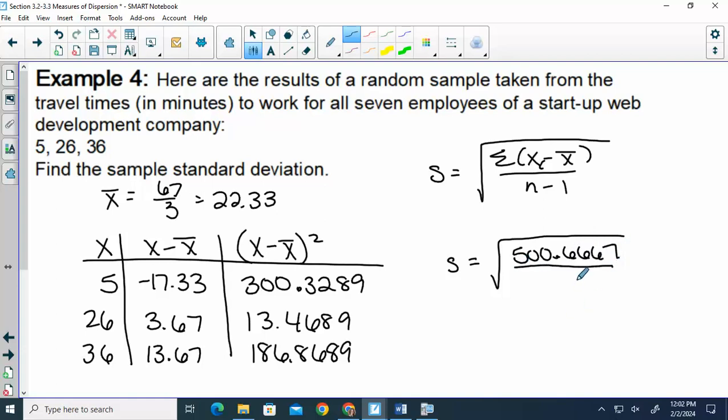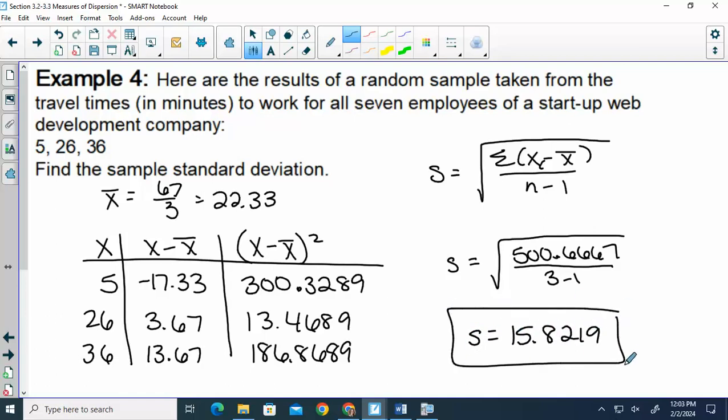But what do we divide by? Close. It's not, we have to do 3 minus 1 this time, because this is a sample. So that's the only difference between the two. In a population, you divide by the number of points. In a sample, you have to subtract 1. So we have the square root of that number divided by 2. So we get a standard deviation of 15.8219.